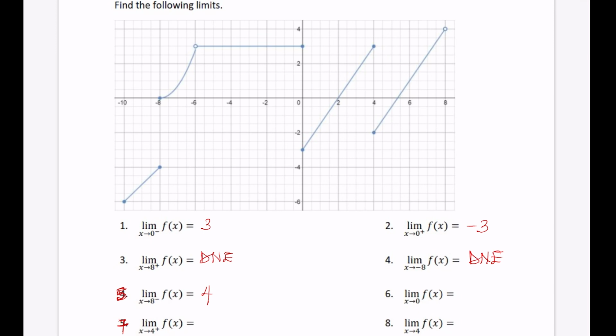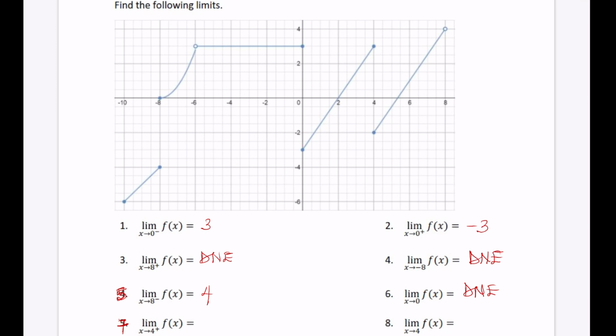Question 6, we want to find the limit of f of x as x approaches 0. Now we're able to find the limit of f of x as x approaches 0 from the left, and the limit of f of x as x approaches 0 from the right. The two are not the same, so that tells us that the limit of f of x as x approaches 0 does not exist.